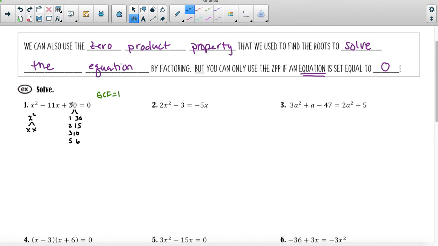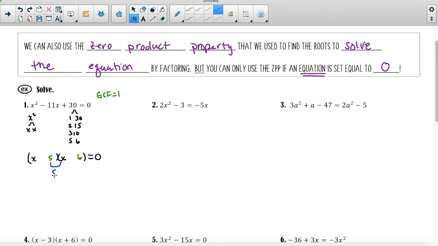Now I'm going to guess which numbers go together. So I'll put my 2 sets of parentheses. It's still equal to 0. I have to keep this equal to 0 throughout the entire problem. I know my GCF is 1, so there's a 1 on the outside. I know I can put my x and my x in the front because I know that x times x is equal to x squared. Then I'm going to use my 5 and 6 first, since those are the bottom numbers. I'll put my 5, and I'll put my 6. Now that's my guess, and I'm going to check them.